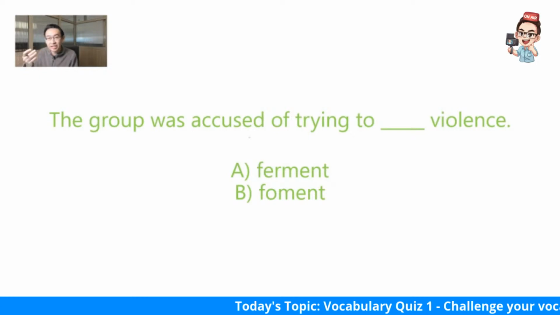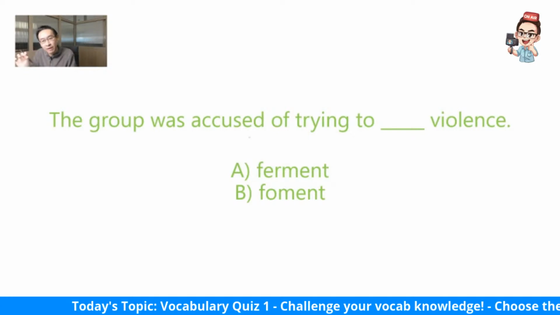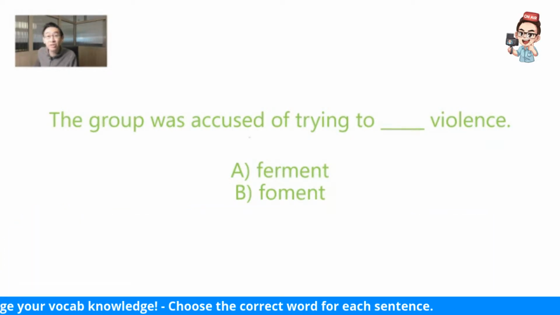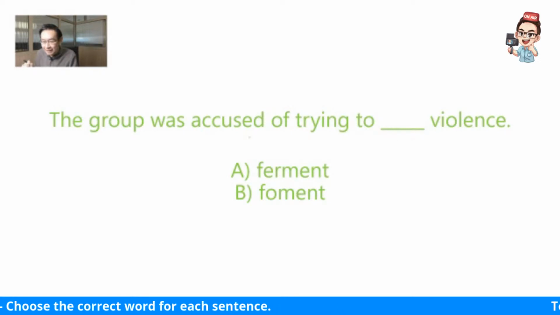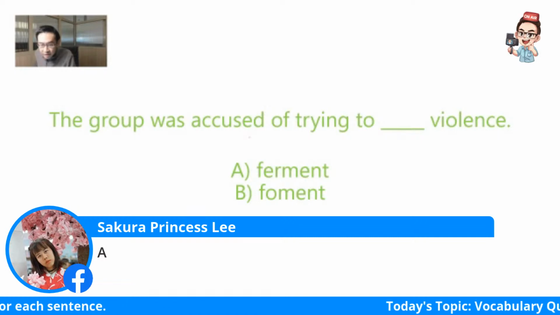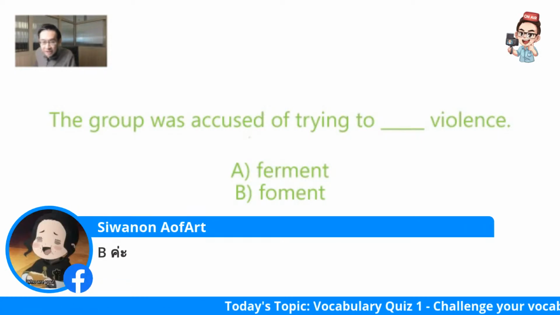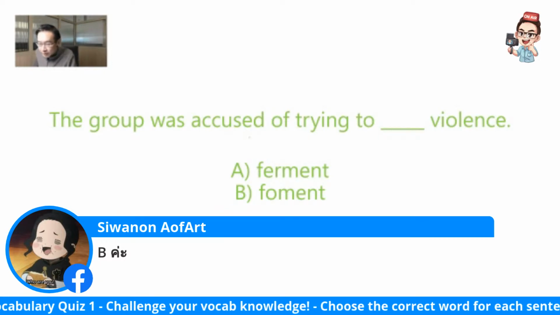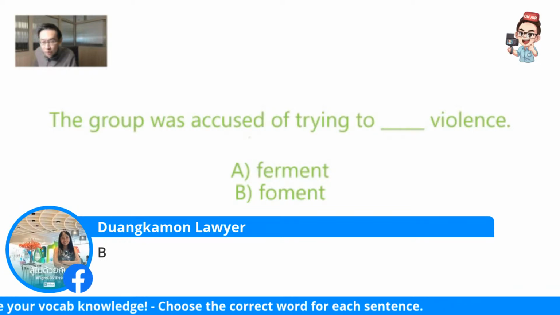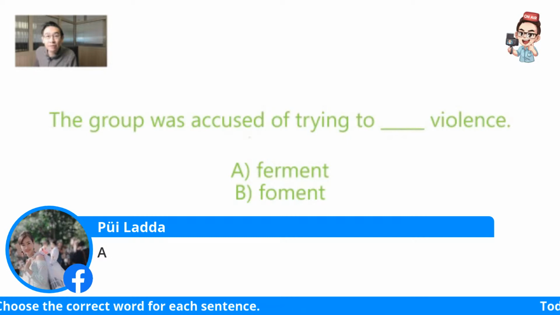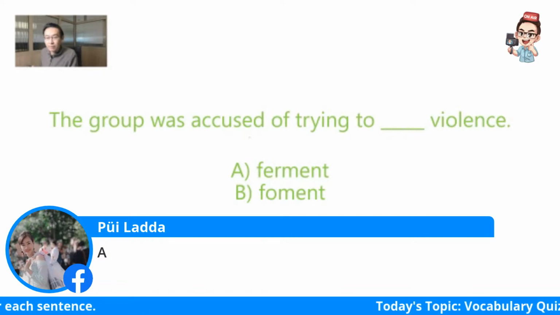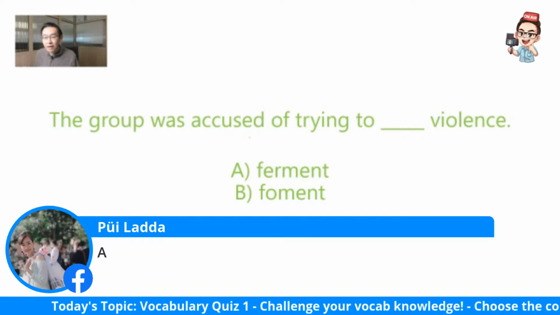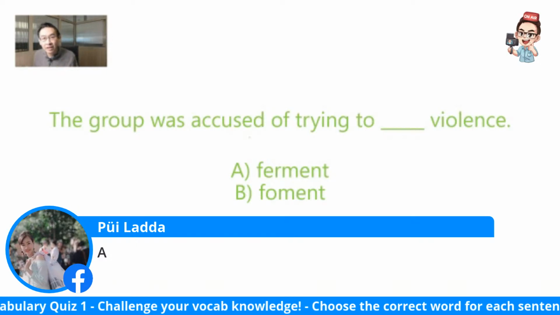Okay, so before I give you the answer, let's look at the meaning of this sentence. Oh, we got B from Napat. Thank you, Napat. So your answer is B. Sakura Princess Lee said A, and Sivanon said B. We have B from Dongkamon Lawyer, and also A from Pui Ladda. I hope I pronounced your name correctly. Thank you for participating. If you come up with an answer, just keep typing them in the comments area.